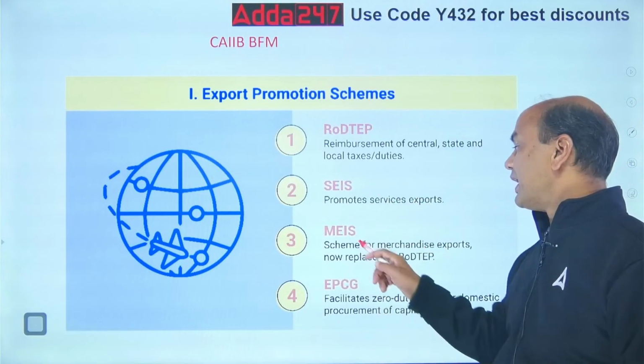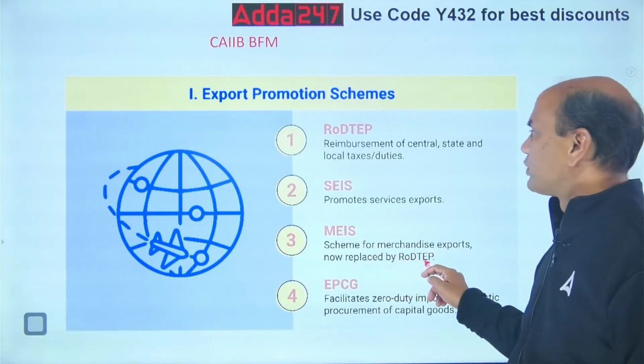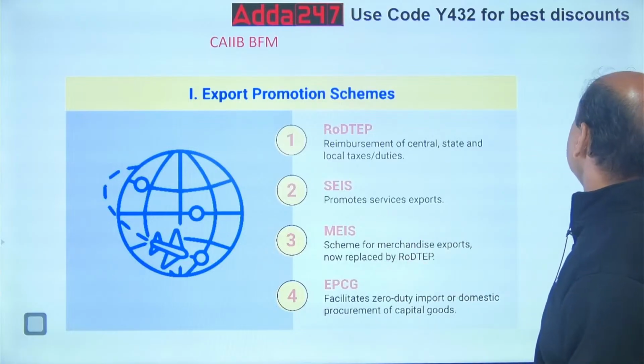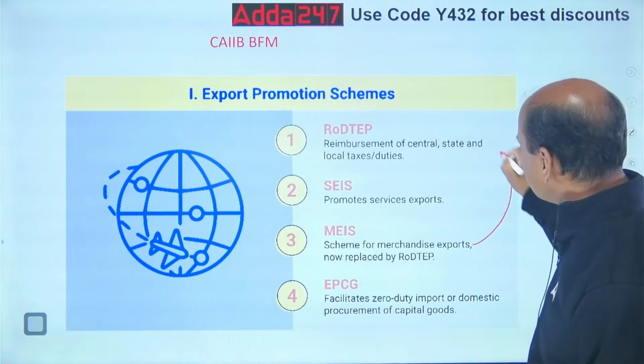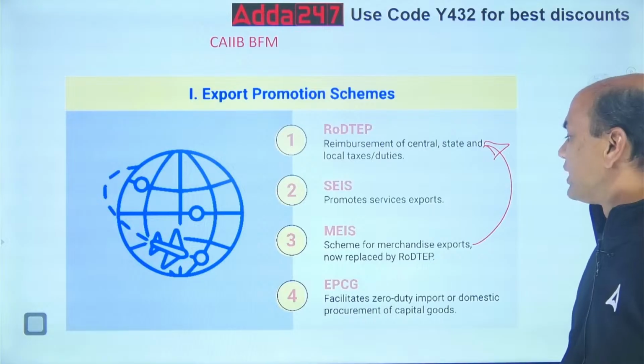MEIS, now this is the scheme for merchandise exports, now replaced by road tax. So now this scheme is gone. It has been merged into this road tax.